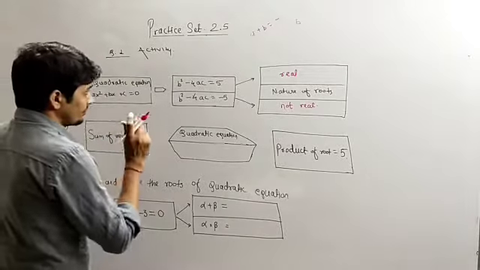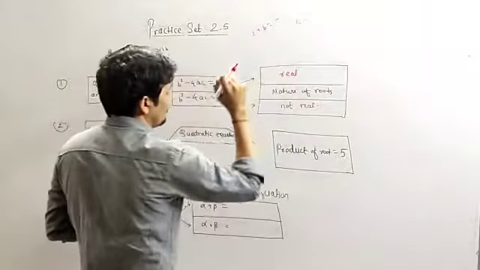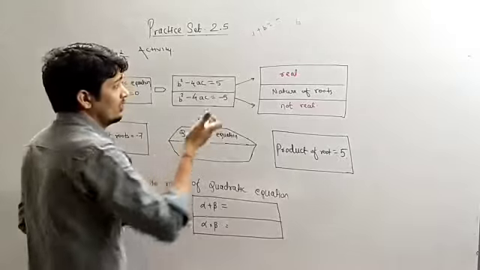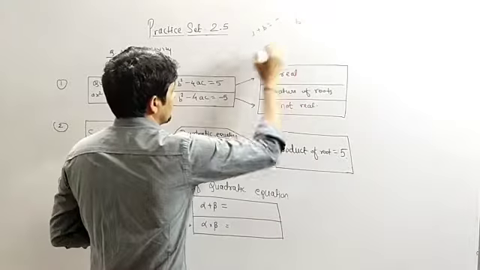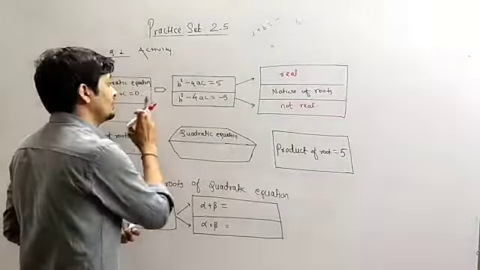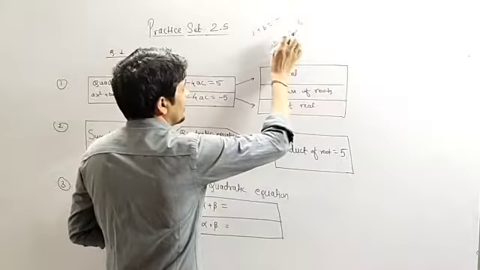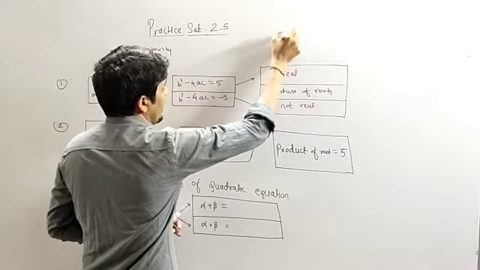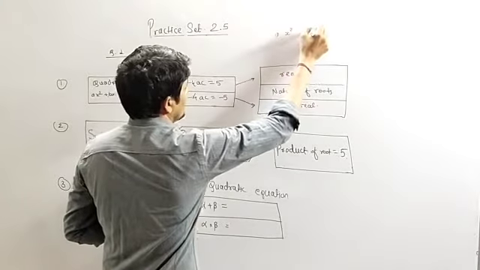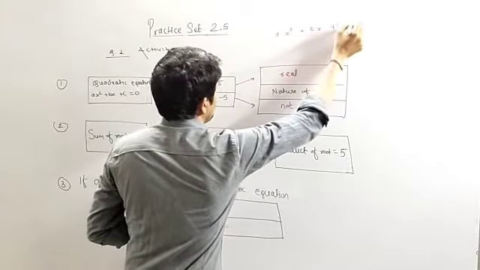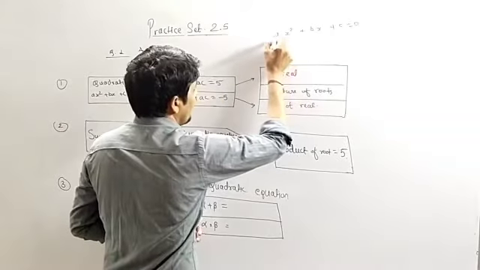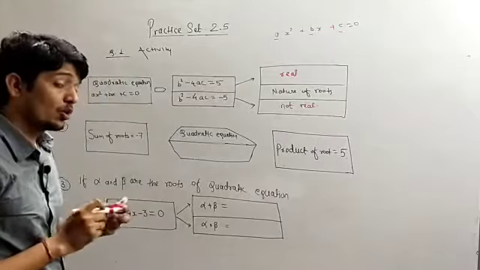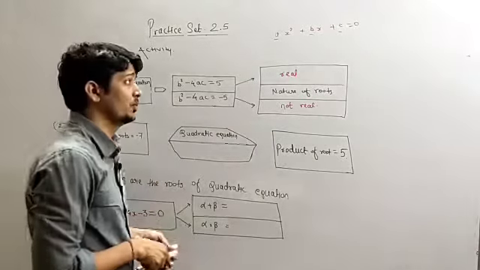First we have to take the variable. Let the variable be x. If it is a quadratic equation, we first write the standard form: ax square plus bx plus c equals 0. Here a, b and c are the coefficients, so we have to put in the values of the coefficients.